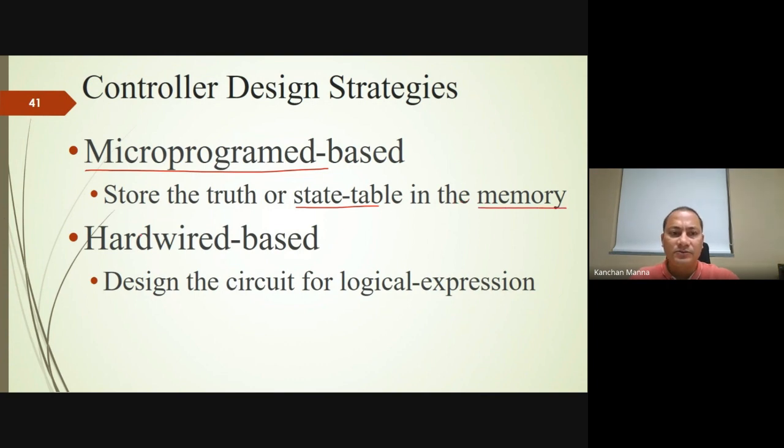The other one, which we also saw for the single cycle based processor, is the hardware-based control unit. In that case, we design the logical expression for each control signal, and then we realize that logical expression using AND and OR gates, the basic gates. So we have these 2 approaches: the microprogram based control unit and the hardware based control unit. We'll see these 2 approaches in detail.